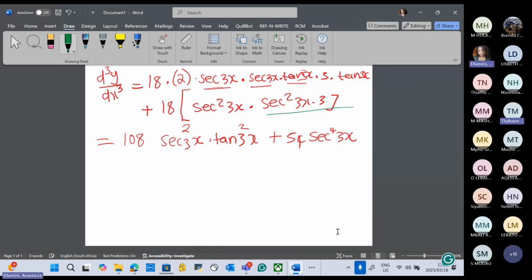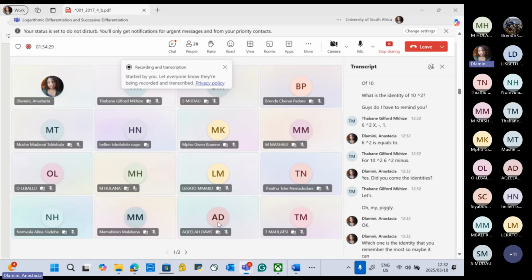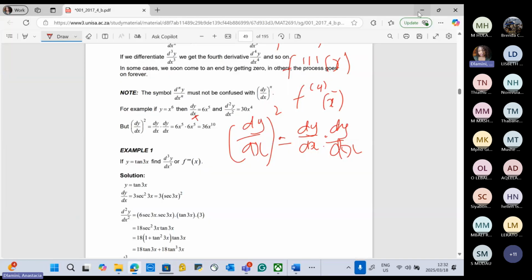Guys, did you claim the identities? Yes, ma'am. Okay, which one is the identity that you remember the most? Maybe it can help you to find the identity that you are looking for. Who's talking? Which identity do you remember the most? Can someone tell me the identity they remember? The one that never leaves their heart.